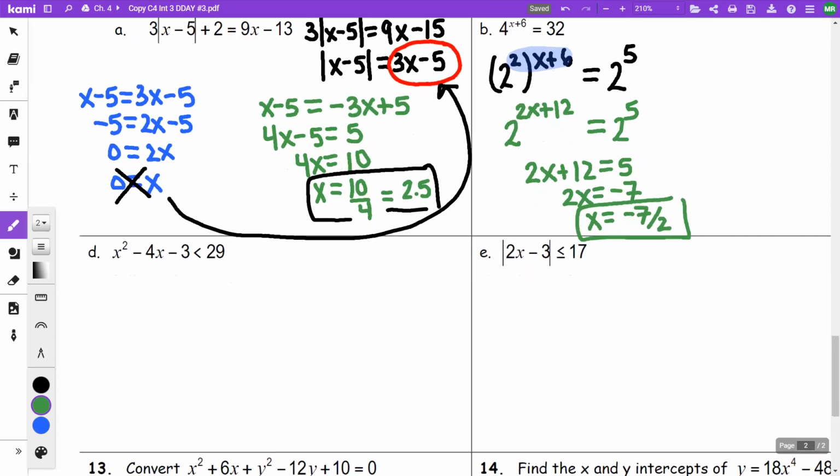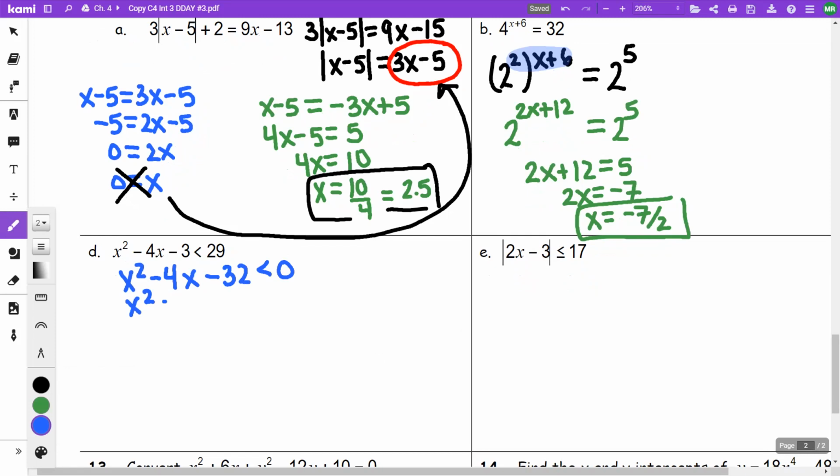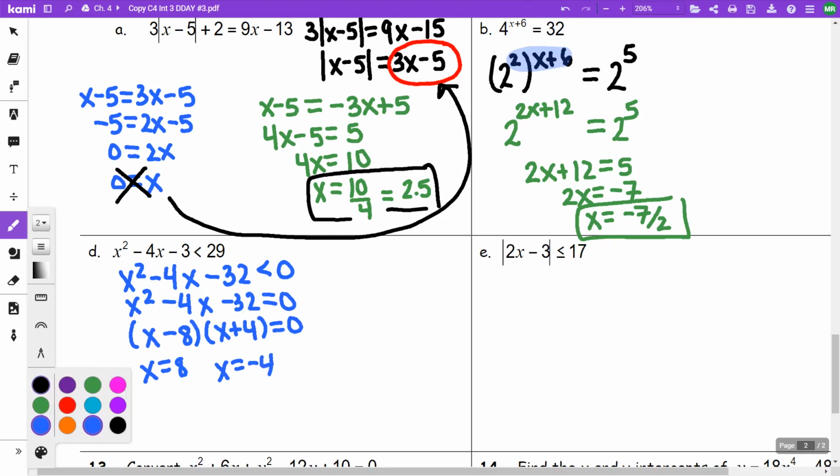On D, this is an inequality. First thing I'm going to do is get 0 on the other side. So I'm going to minus 29, which gives me a negative 32. Now, I'm going to find my boundary points. When I'm doing that, I'm really thinking of it as an equal. I want to figure out what makes it equal. And so when I factor this, that's going to be an x minus 8 and an x plus 4. So x equal 8 and x equal negative 4 are boundary points.